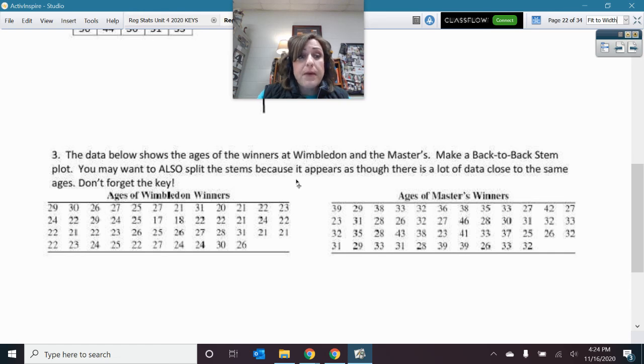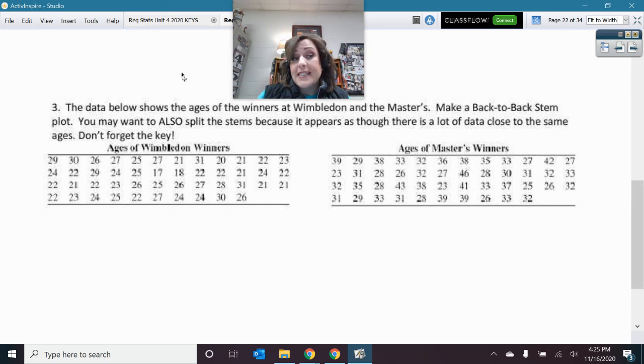So first, because we have 2 different sets of data, we're going to compare the ages of the Wimbledon winners to the Masters winners. Okay. But I said you may want to also split the stem. You don't have to. We're going to see some people may have split it and some people don't. And we'll see how it comes out.